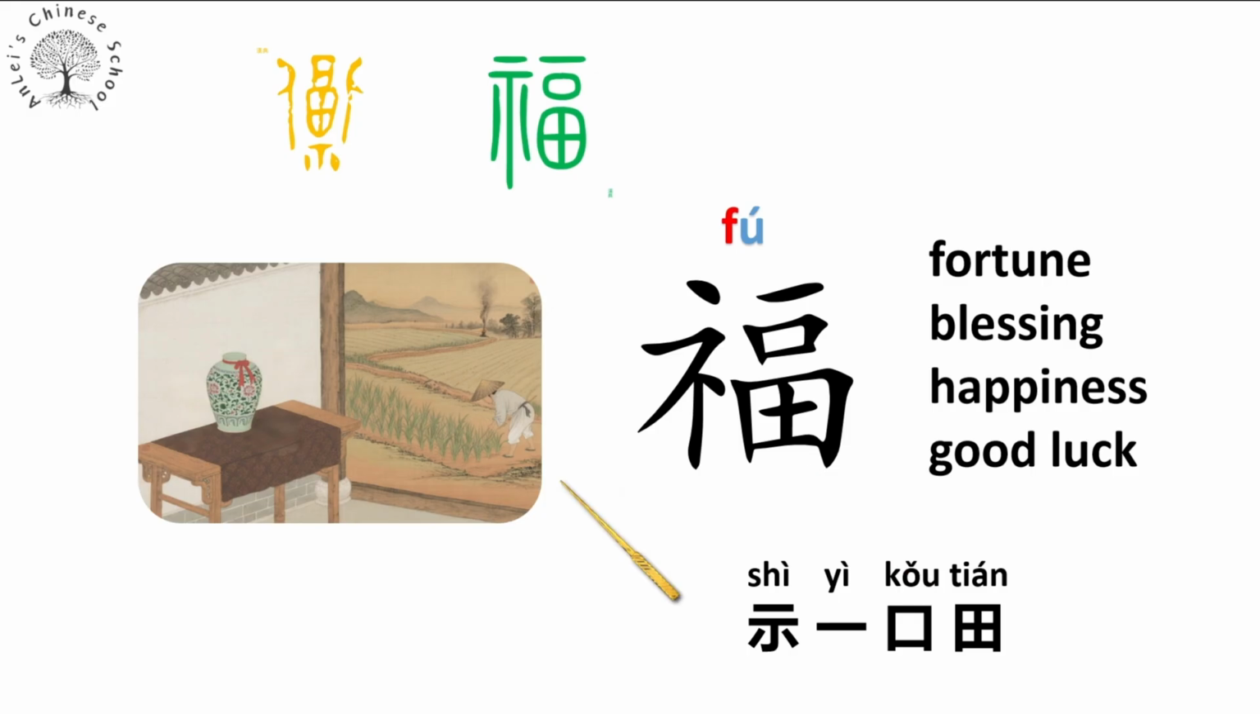From another perspective, China is an ancient traditional agricultural country. People worship God and ancestors. They hope they could be blessed, and the crops from the field could feed the mouth. Fu, fu, fu: fortune, blessing, happiness, good luck.